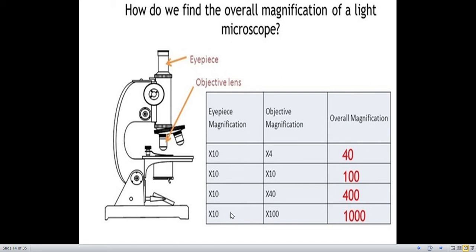Eyepiece magnification is 10, objective magnification is 100, so overall magnification is 1000. So that's how you have to calculate the magnification of a microscope.